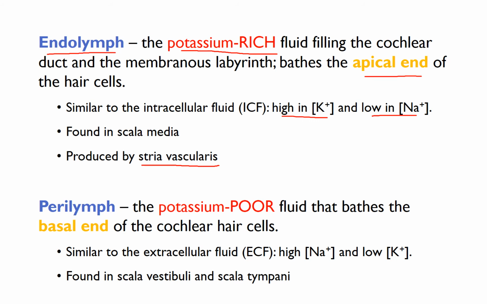The other fluid that is important to this process is the perilymph. The perilymph is the fluid that bathes the basal end of the cochlear hair cells, and it is opposite to the endolymph in that it is potassium poor. So you could say that this is similar to extracellular fluid, such that it is low in concentration of potassium and high in concentration of sodium. The perilymph is found in the scala vestibuli and the scala tympani.